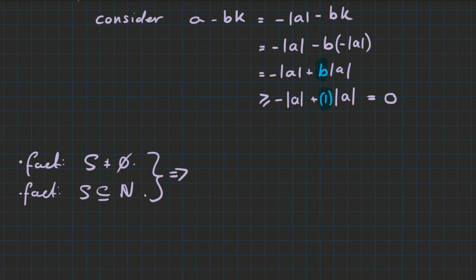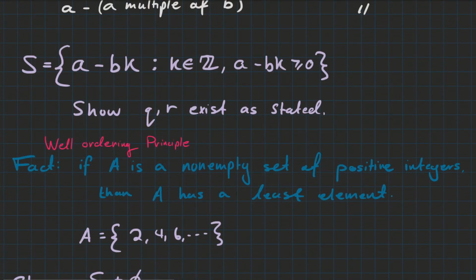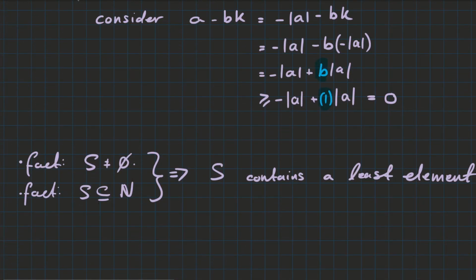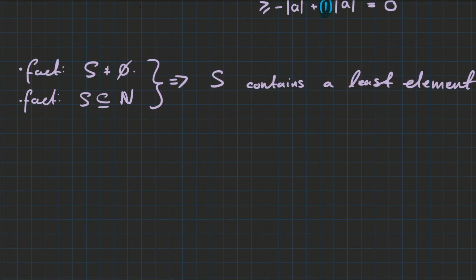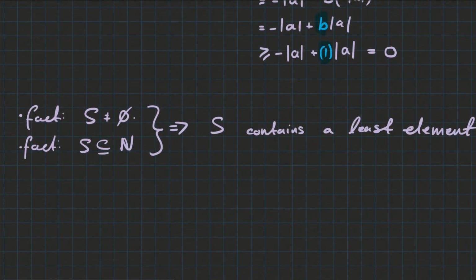That means that S contains a least element. That's what the well-ordering principle tells us, right? If I have a non-empty set of positive integers, then S contains a least element. Okay, so now what we have to look into here, right, is how we work with that, right? That's the only detail here, how we work with that.